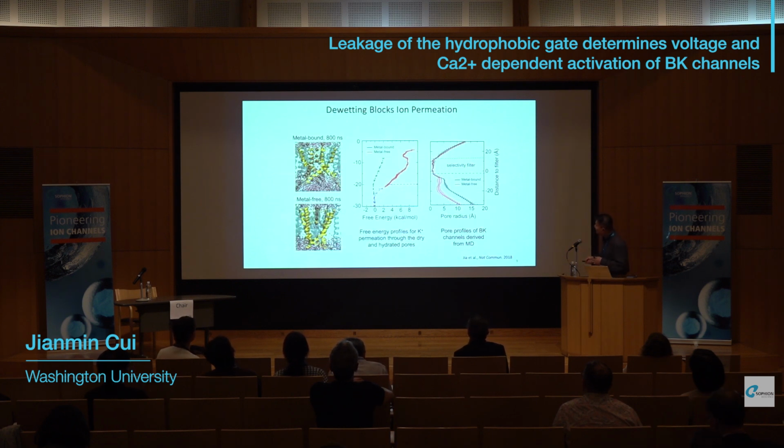Okay, so now if you look at this after the de-wetting, you will see that the free energy profile for potassium permeation through the pore becomes much larger than in the water-filled pore. So it's understandable that when you don't have water, the ion has no place to be solvated, so it doesn't go through. The energy becomes too high for the potassium ion to go through. That's how the channel is closed.